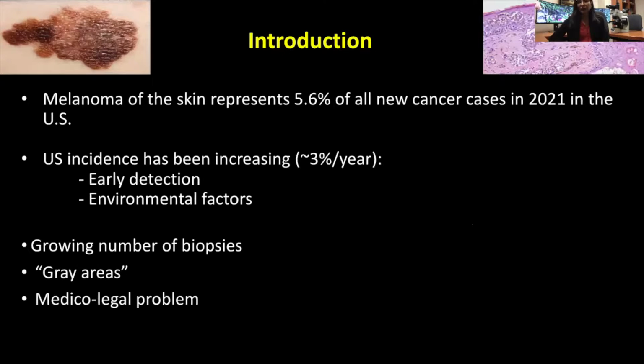So let me start with a little bit of introduction. In 2021 in the US, melanoma of the skin represented 5.6% of all new cancer cases. The incidence has been increasing approximately 3% per year. That means we are getting an increased number of skin biopsies with melanocytic lesions, and some of the lesions now show more gray or borderline areas. That means it is difficult to differentiate whether it is a benign nevus or the more malignant lesion of melanoma. Because of those challenging lesions and the increased number of biopsy cases, the number of medical legal problems has been increasing in the US too.